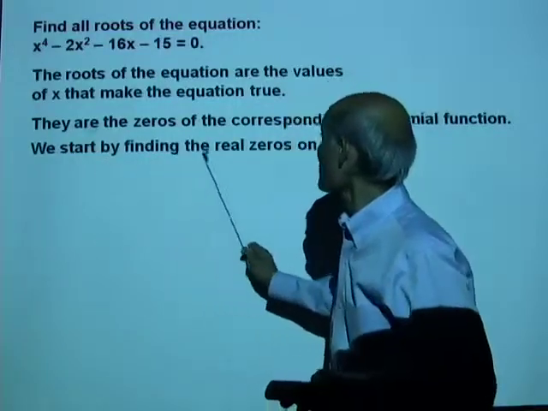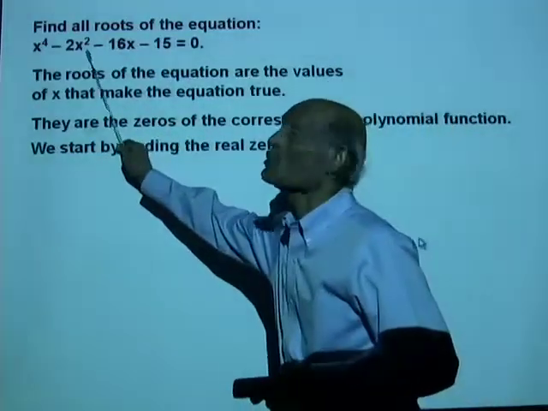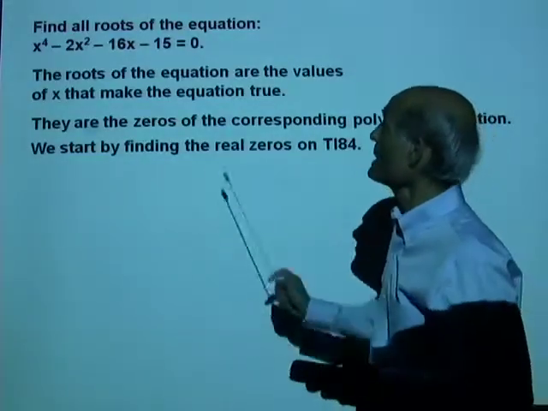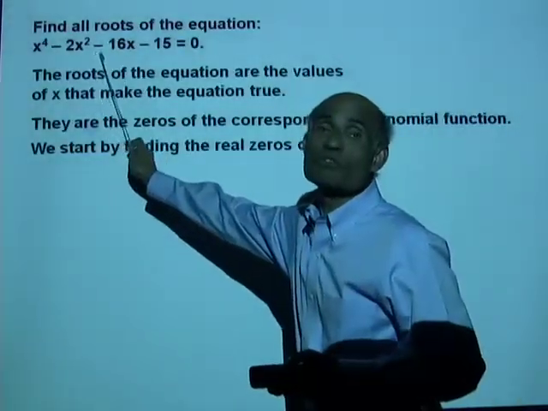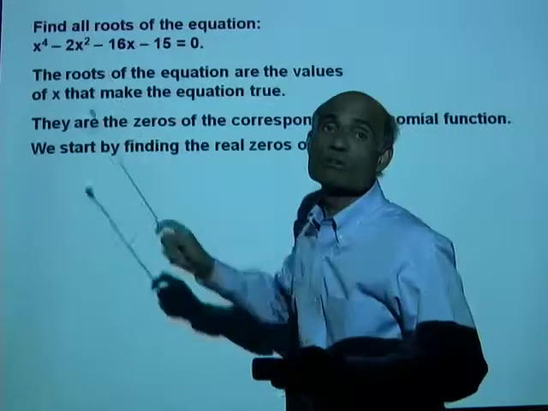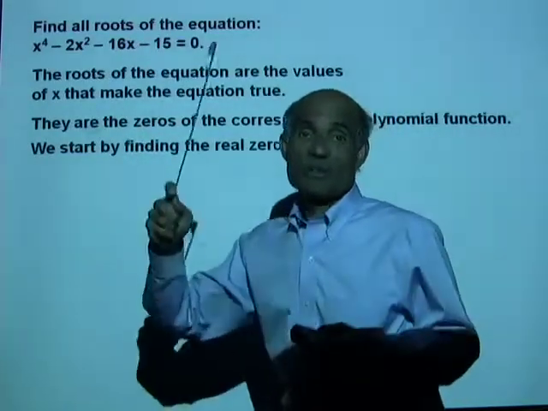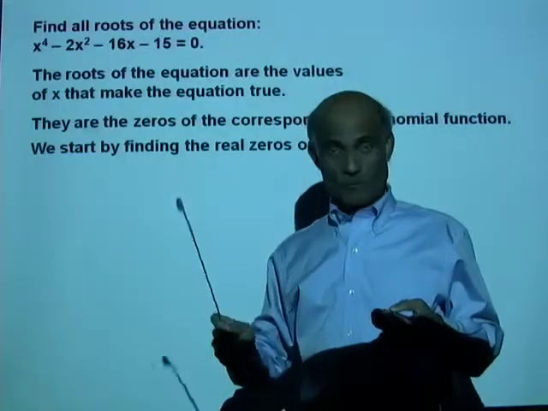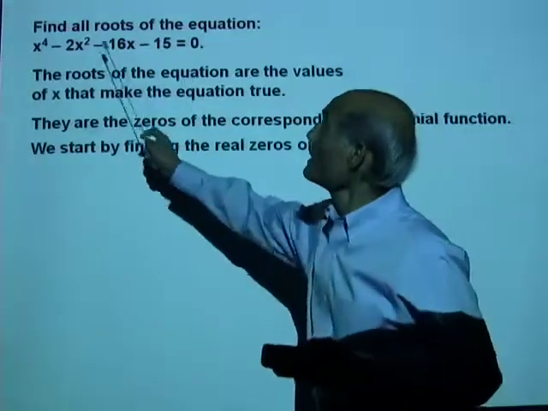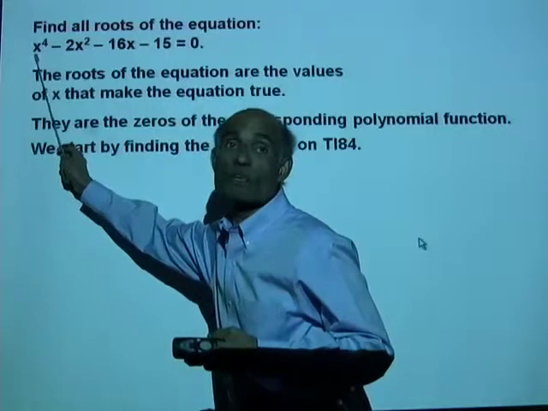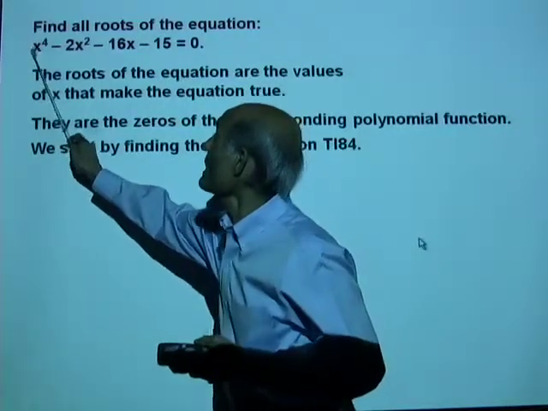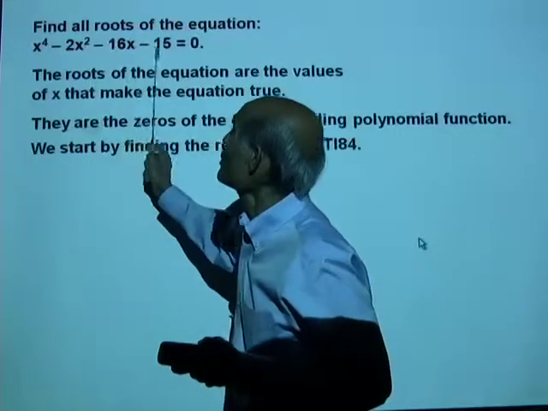Now, we start by finding the real zeros of this on the TI-84. Find the real zeros on your own. Press application, go down to find polynomial, enter a couple of times. The degree of the polynomial is 4. Enter, and then look at the coefficients.